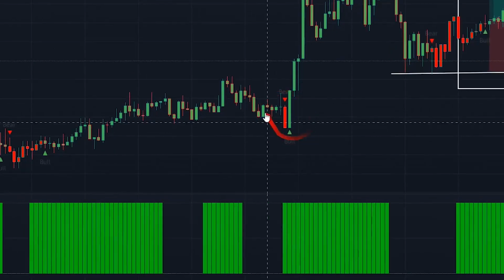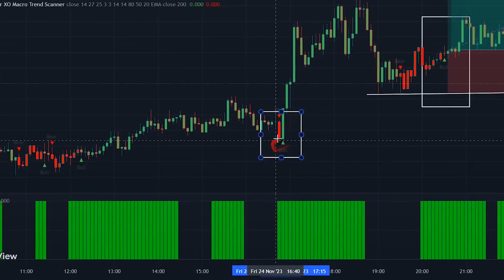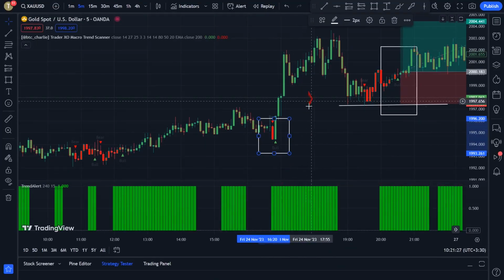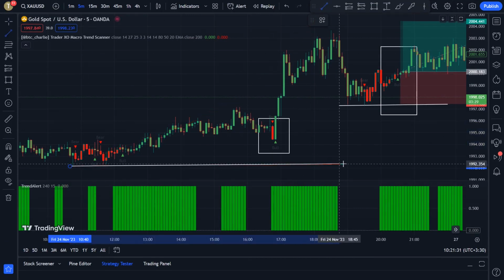Again, here we see a buy signal, and according to what I said, you can place your buy order and earn good profits.